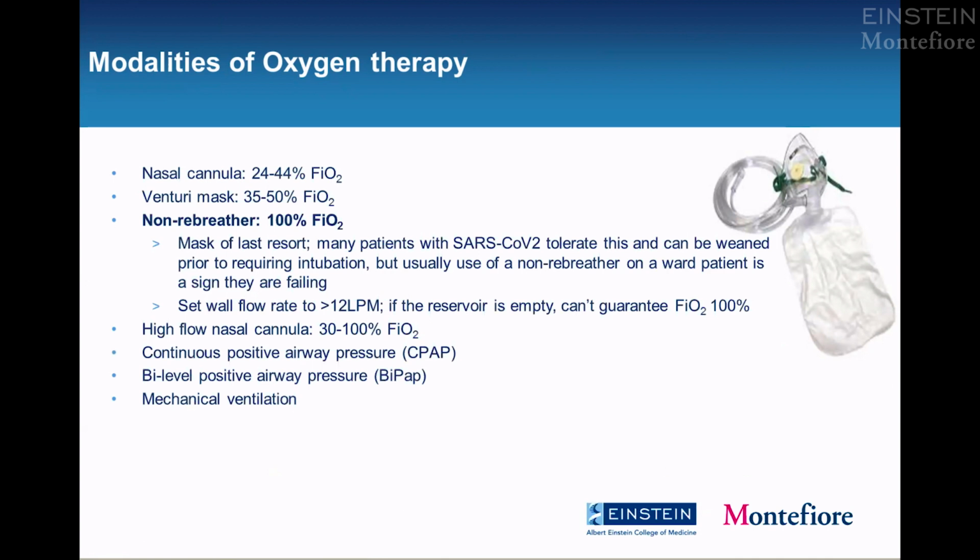But usually, to me, a patient on a non-rebreather on the ward is a sign of a patient who is failing and might require other interventions and evaluation in an urgent way. To make sure your non-rebreather is really working, make sure you set your wall flow rate, the little green knob on the wall, to greater than 12 liters per minute, and make sure that this bag is at least partially full. If it's empty, you don't really know what the FiO2 is. It's a combination of 100% and room air to some degree.